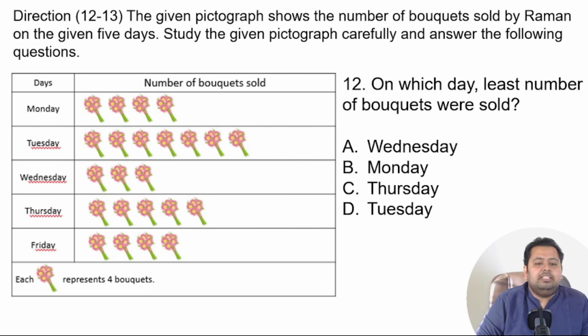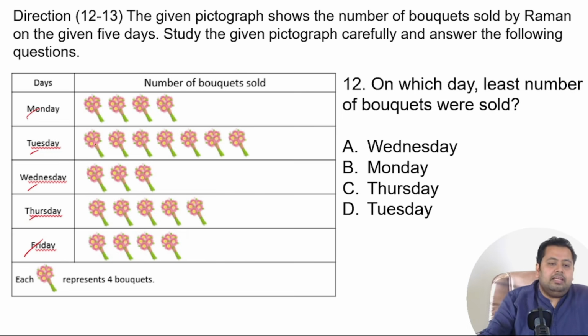The next question is a pictograph question. The given pictograph shows the number of bouquets sold by Raman on the given 5 days. So on Monday, Tuesday, Wednesday, Thursday, and Friday, there are a set of bouquets that were sold by Raman. Study the given pictograph carefully and answer the following question. On which day were the least number of bouquets sold, right?